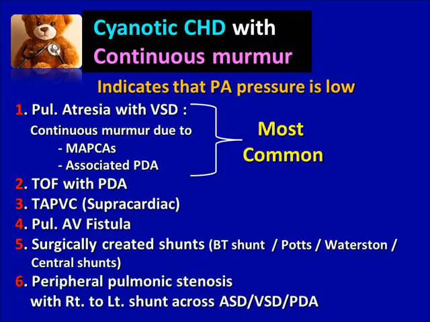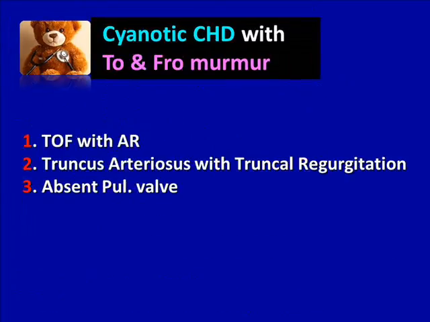It can also occur in TOF with PDA, supracardiac type of TAPVC, pulmonary AV fistula where the continuous murmur is more into the lung fields, surgically created shunts, BT shunt, Potts, Waterston and central shunt, and also in peripheral pulmonary stenosis with right to left shunt across ASD, VSD or PDA. These are the conditions where you can get a continuous murmur associated with cyanosis.